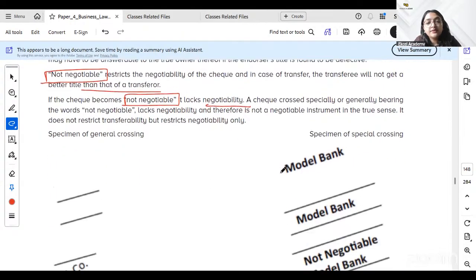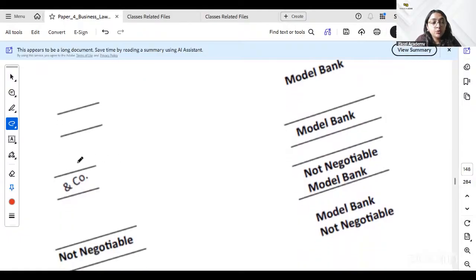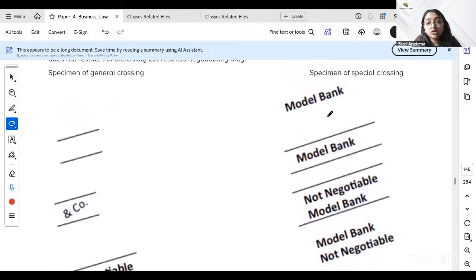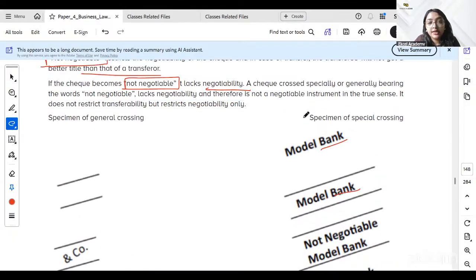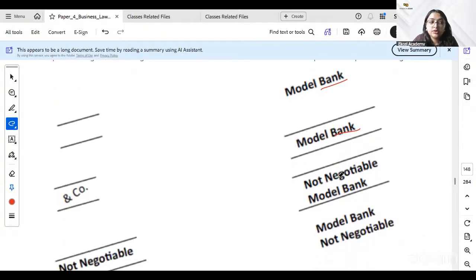Here you have certain specimens that are given in your module. In your general crossing, you either have no name, you have "and Co.", or "not negotiable" written. In case of your special crossing, you specifically have the bank name mentioned. Special crossing may or may not have your parallel lines. So you may just have the name of the bank, the name of the bank with the lines, the name of the bank with the lines and a not negotiable mention, or the name of the bank with a not negotiable mention.